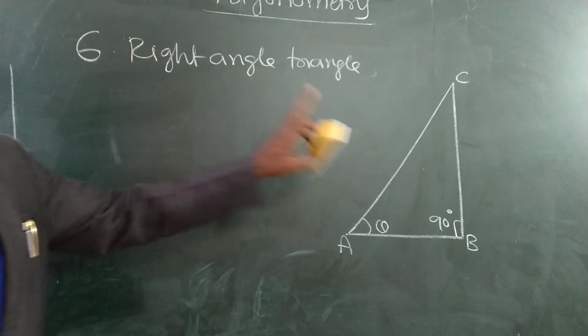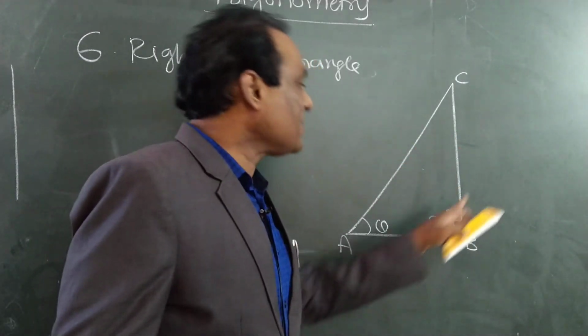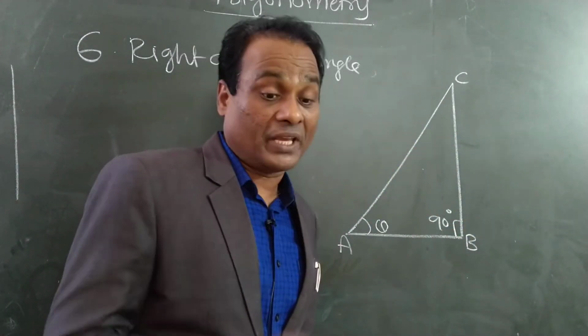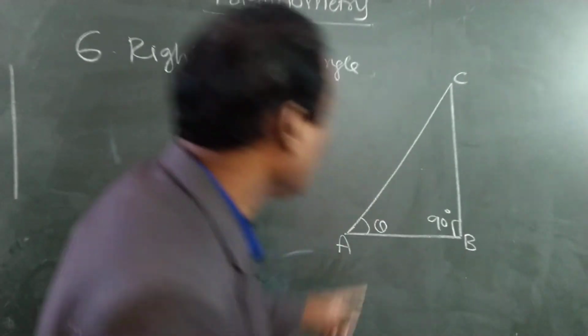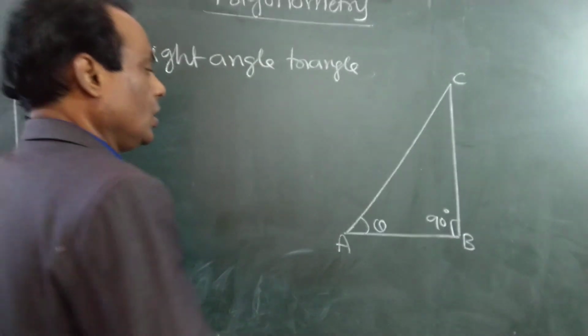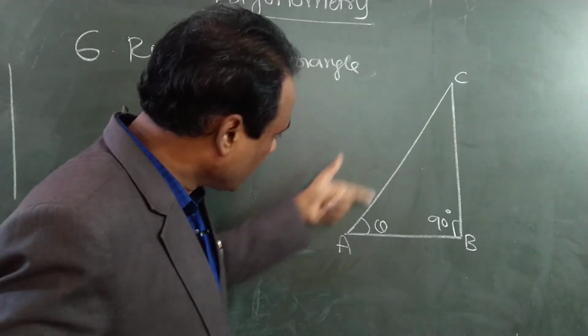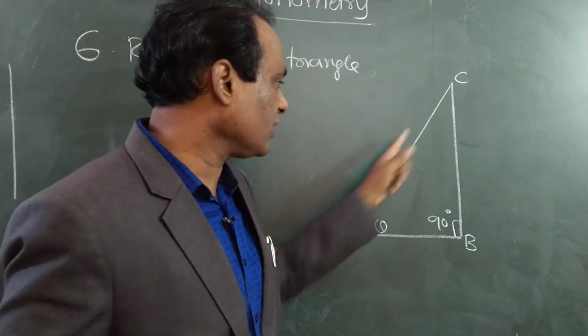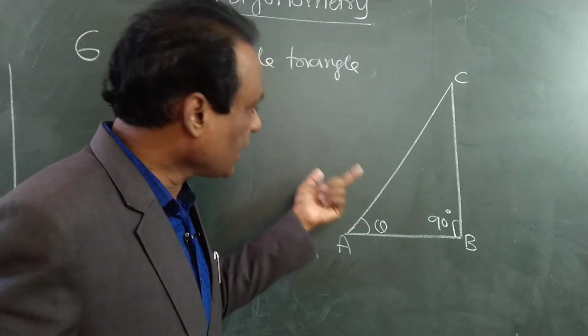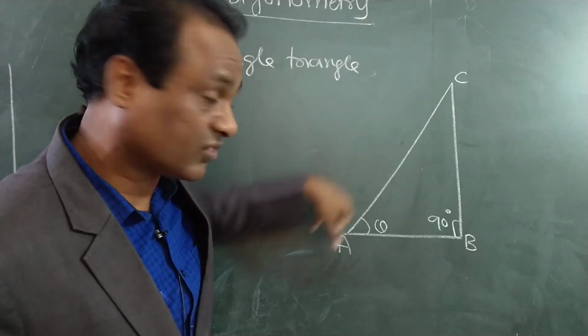Now, this is a right angle triangle. I am naming the sides of this right angle triangle. Be careful, this is very, very important. See here. The side which is opposite to 90 degrees will naturally be the bigger side. Among all these three, which is the longest side? This is the biggest, lengthiest side.